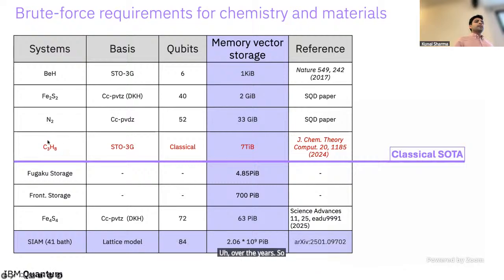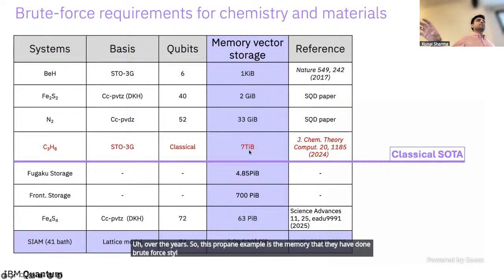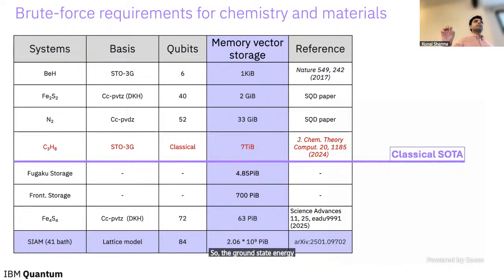So this propane example shows the memory they needed when they did brute force diagonalization. For the ground state energy of propane, they just did brute force diagonalization, and this is the memory that they needed to get to the energy.